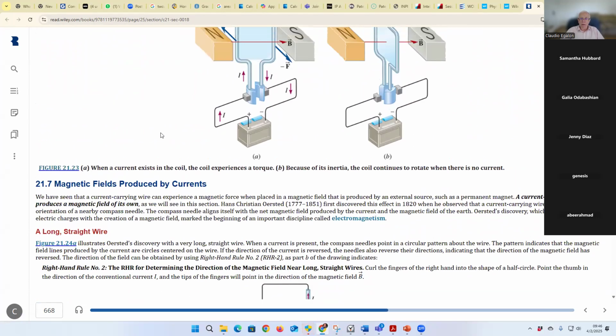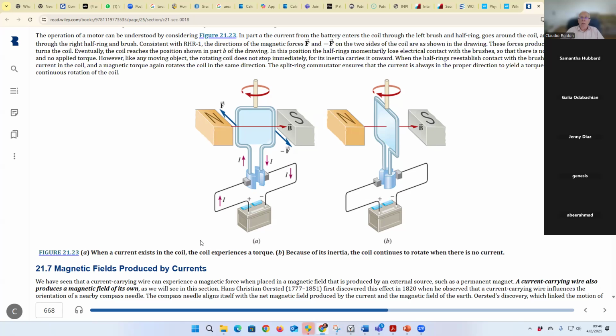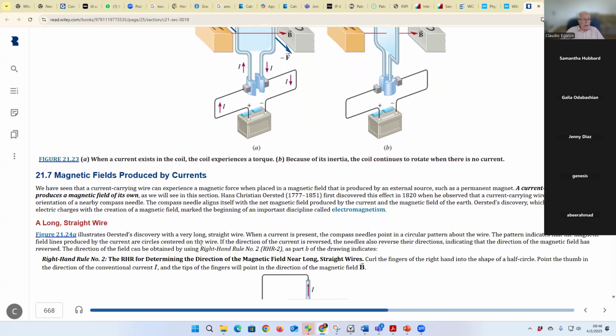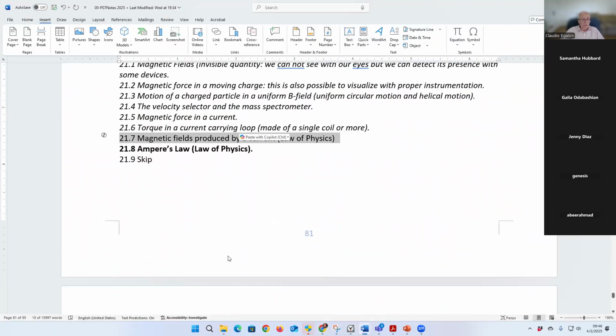It's very important to remember this device, right? It's how we come up with an electric motor. That's how electric motors are built. And then what you're going to do now, magnetic field produced by currents. And that's another law of physics. So let's go get here to the notes.